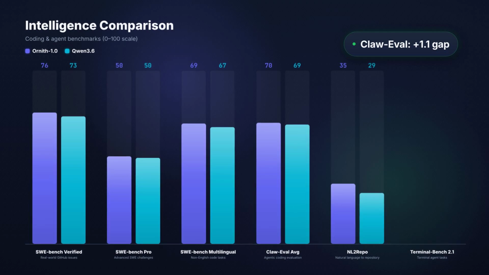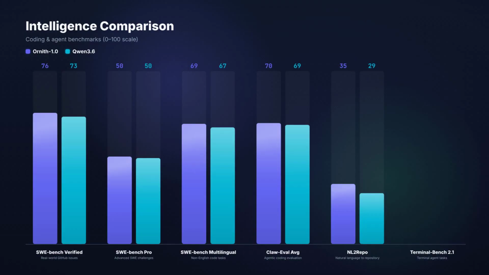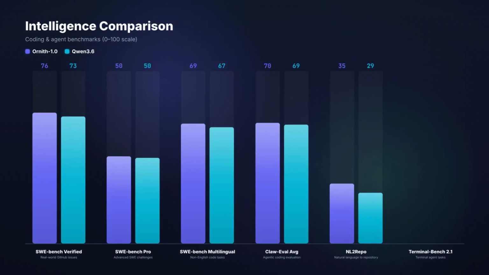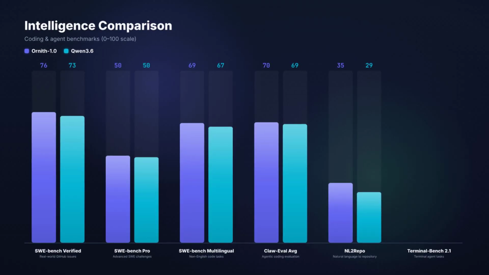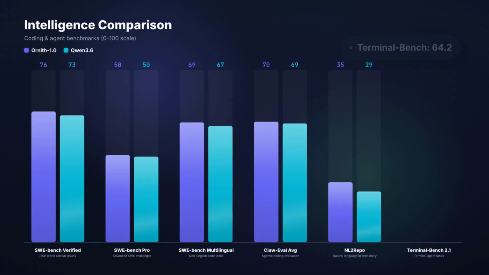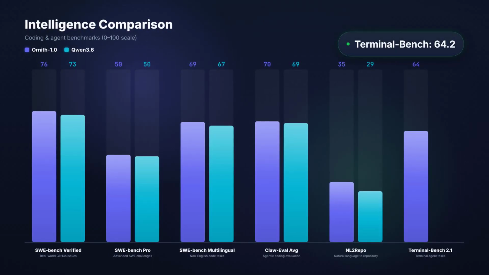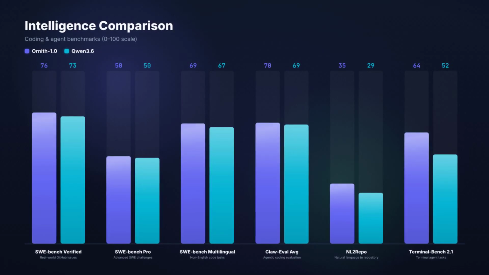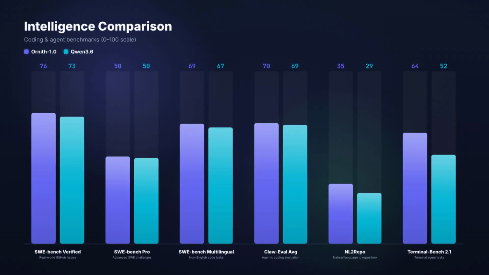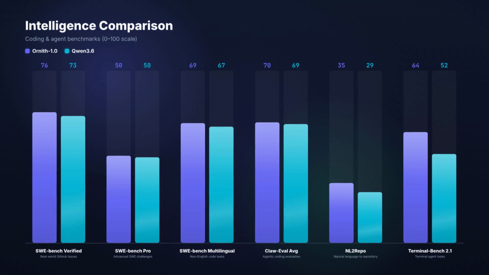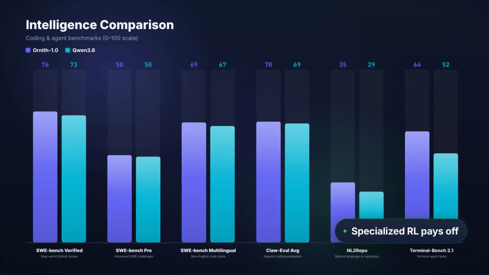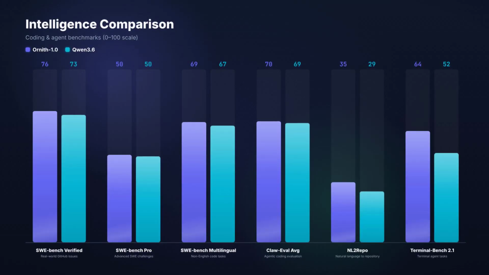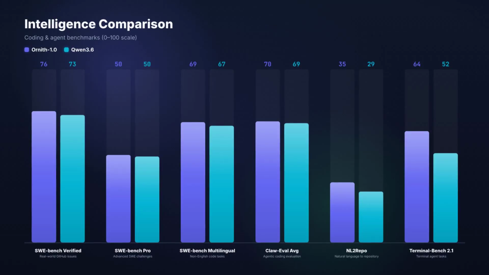Ornith edges ahead on every shared coding benchmark, and its biggest lead is on Claw Eval, where it scores 69.8 against Qwen's 68.7. Ornith also posts strong scores on Terminal Bench 2.1, 64 on the Terminus 2 variant, and 62.8 on the Claude Code variant. If your workload is terminal-based agents and autonomous coding, Ornith's specialized reinforcement learning training delivers a clear advantage. But the intelligence story is only half the picture.